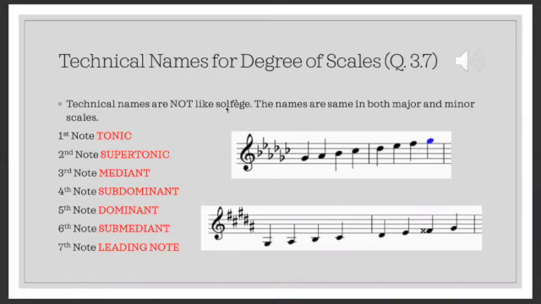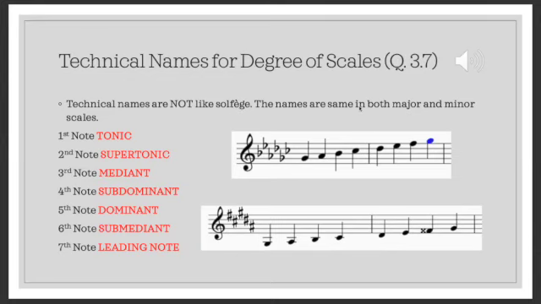Technical names are not like solfege. So if you've learned solfege with any of your teachers in the past, you will know that for major scales it's do, re, mi, fa, sol, la, ti, do. And then for the minor scales, it actually starts on la. So la, ti, do, re, mi, and then depending on whether it's harmonic or melodic, it's mi, fi, si, la for melodic, and then mi, fa, si, la. Anyway, technical names are separate.